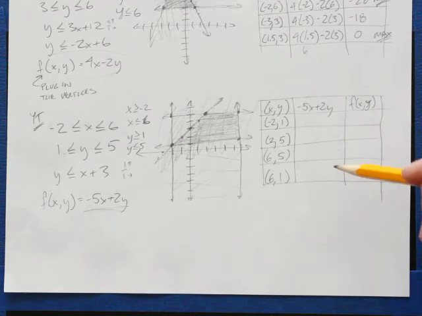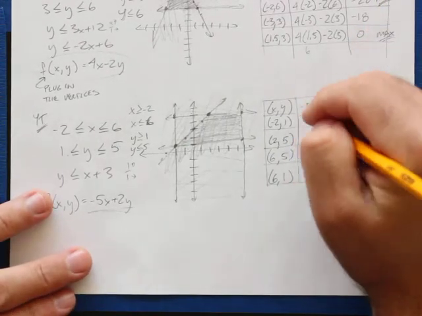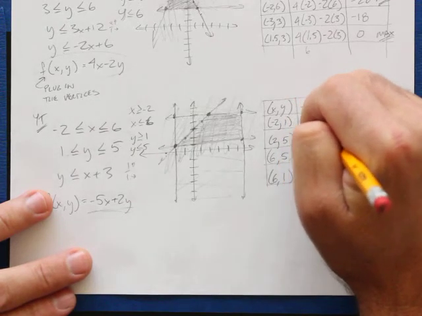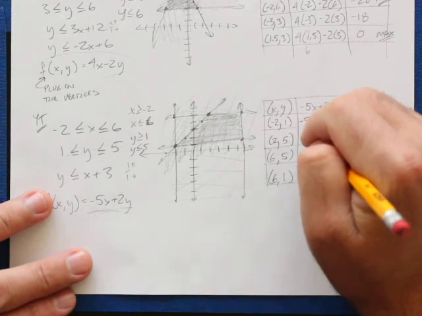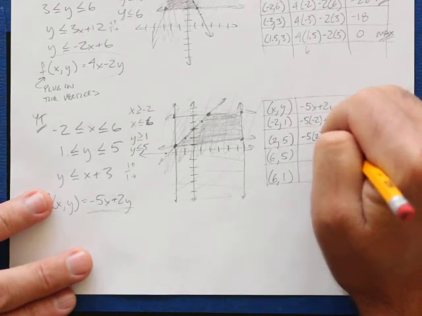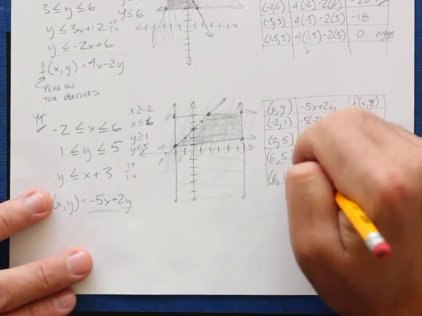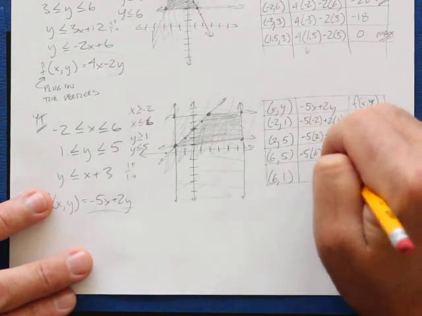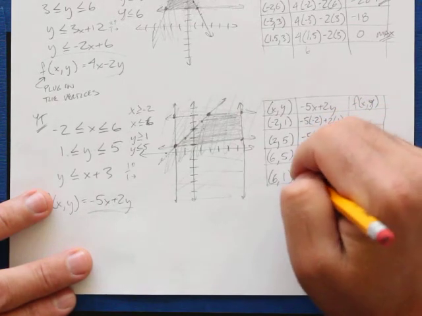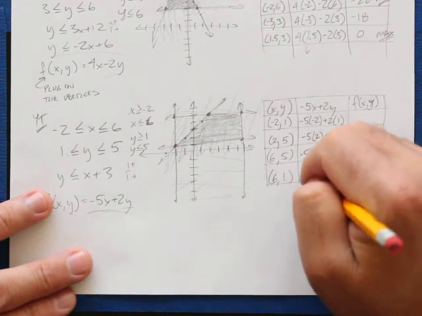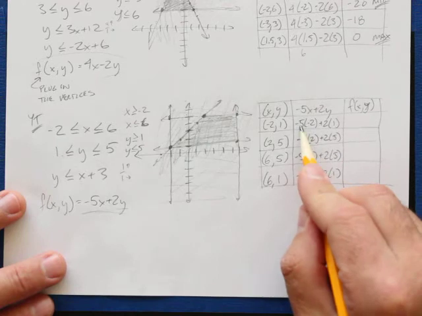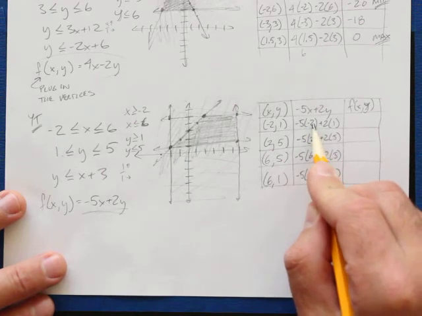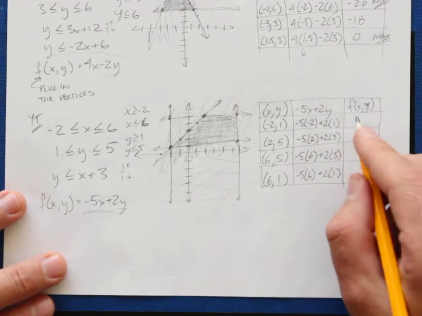Pause and go. All right, let's see how you did. I'm just plugging in my x and my y. Negative 5 times 6 plus 2 times 1. Okay. Negative 5 times negative 2 is positive 10. 10 plus 2 is 12.